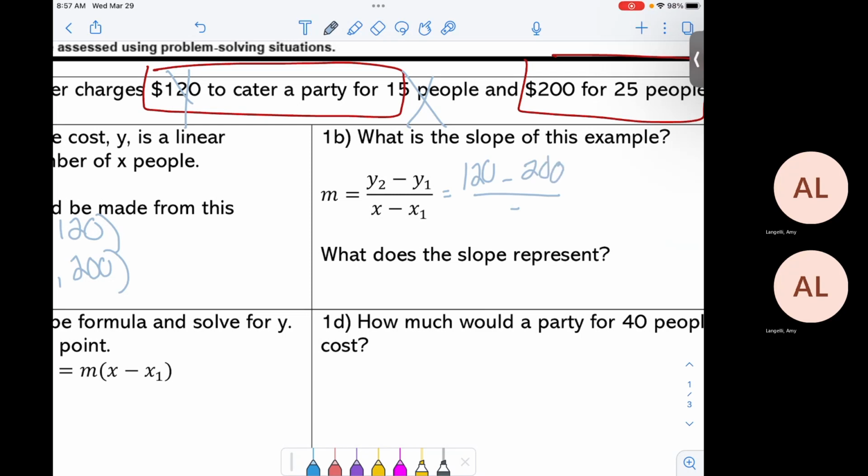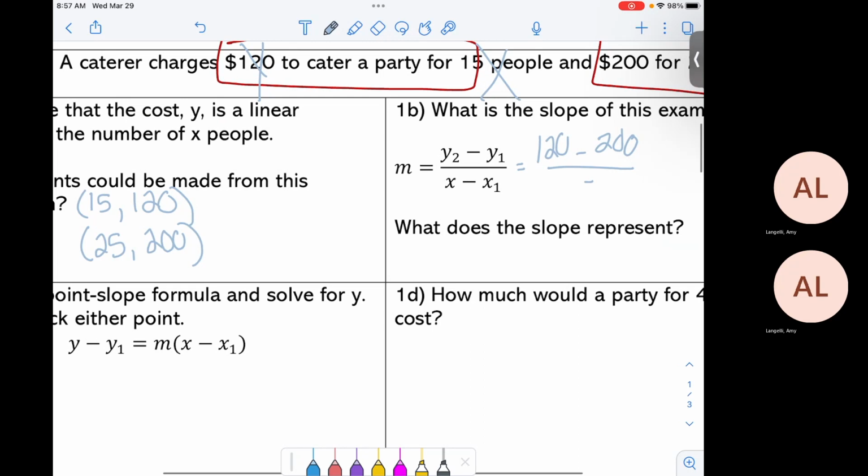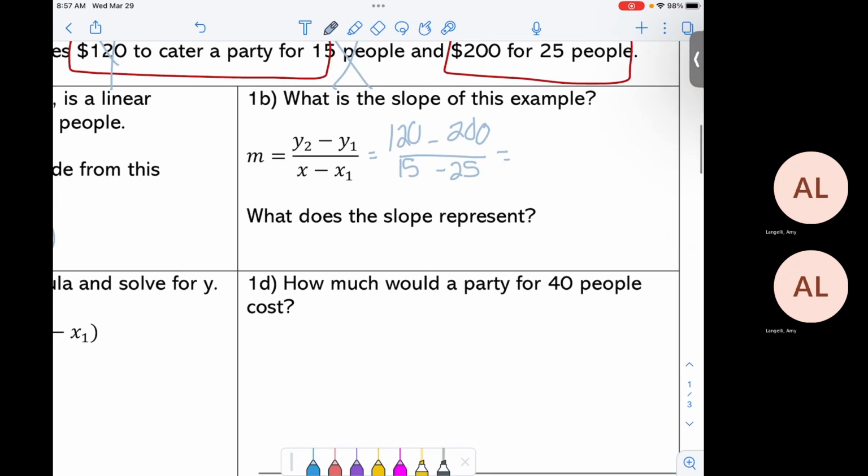Now, what goes on the bottom, do you think? That's good. Oh, we don't have a calculator. Are you guys going to be okay? You have a calculator? It's not a bad problem. What is 120 minus 200?